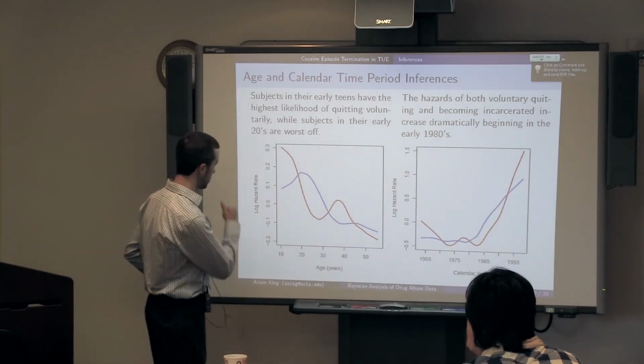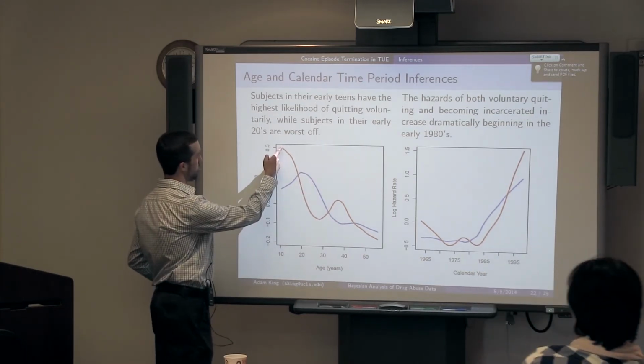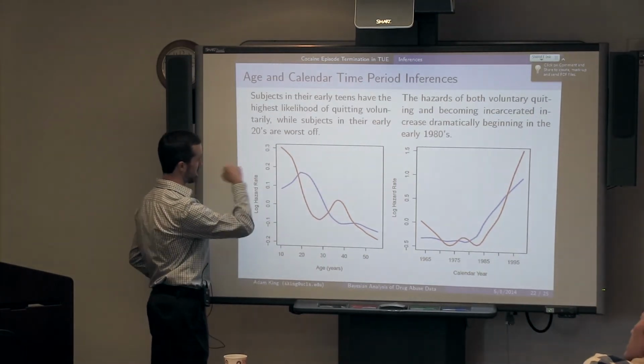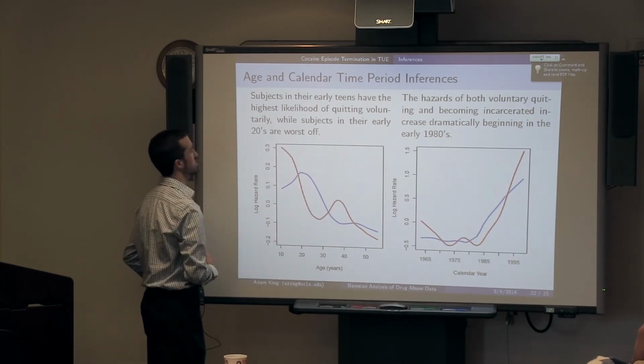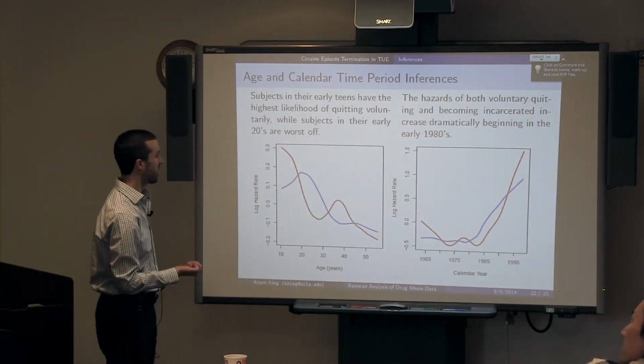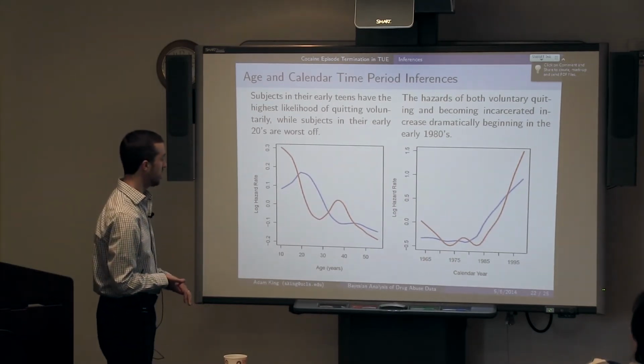So what you can see here is that for subjects that are in their early teens, and we didn't have that many subjects in their early teens, but I think this is very significantly higher than just a few years later still. You can see that they have the highest chances of stopping use for reasons other than incarceration.